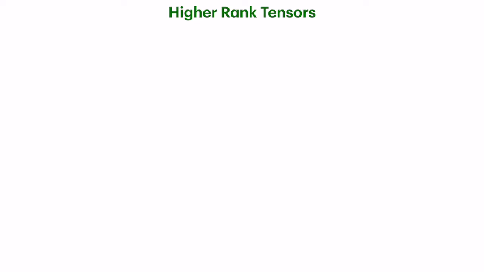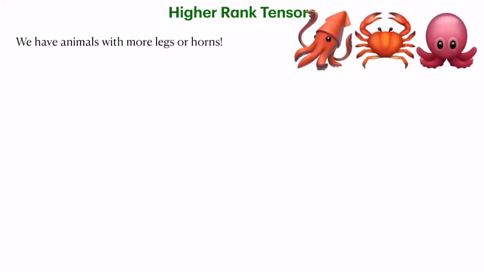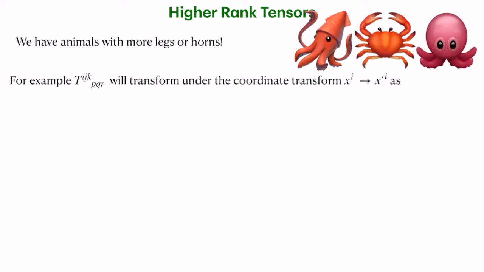Let us get to higher rank tensors. These are usually animals with more legs and more horns. You may or may not see them in reality, but mathematically it is very easy to define them. A mixed rank tensor with upper and lower indices will have that many indices. For example, Tijk pqr is a 6th rank tensor with 3 contravariant components ijk and 3 covariant components pqr. Each of these components would transform in their own way.